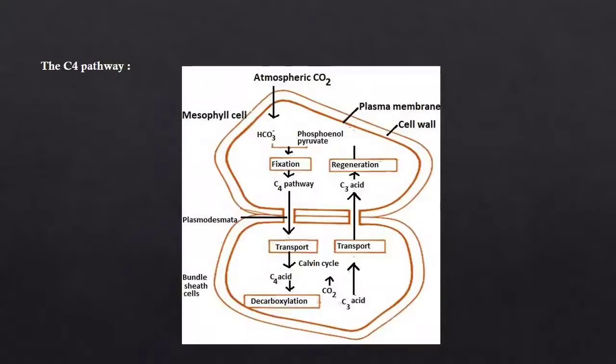The leaf has 2 types of cells: mesophyll cells and bundle sheath cells. Initially, CO2 is taken up by phosphoenol pyruvate, as I stated earlier, in the mesophyll cell and changed into oxaloacetic acid, that is OAA. Clear? So these are basically the steps involved in the C4 pathway.